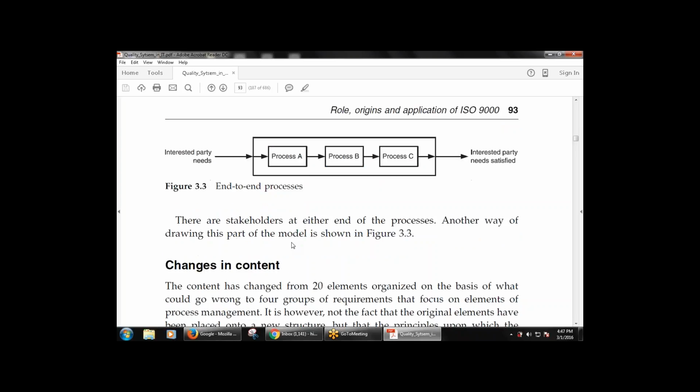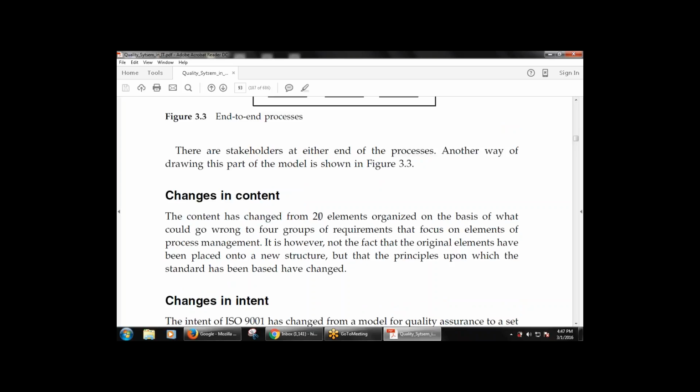Now, changes in the content. The content has changed from the 20 elements organized on the basis of what could go wrong to 4 groups of requirements that focus on the elements of process management. So what are the various elements of process management? That is the change in the content.